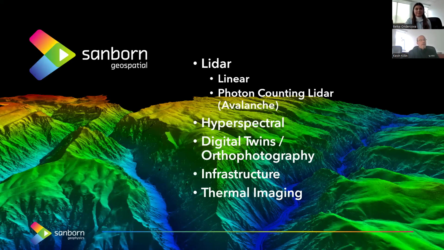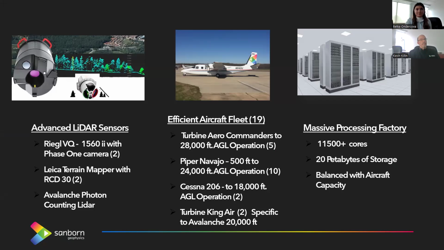So Sanborn has a wide range of capabilities. We collect LiDAR, photon counting LiDAR, which is our new avalanche product. We also collect orthophotography and data for creating digital twins, delineating infrastructure, and we also are early adopters of hyperspectral data analysis with access to a number of different sources. We have a fleet of aircraft with a home base in Colorado as well. There's 19 aircraft in our fleet. They're all purpose outfitted to provide a wide range of options for GIS layer collection.